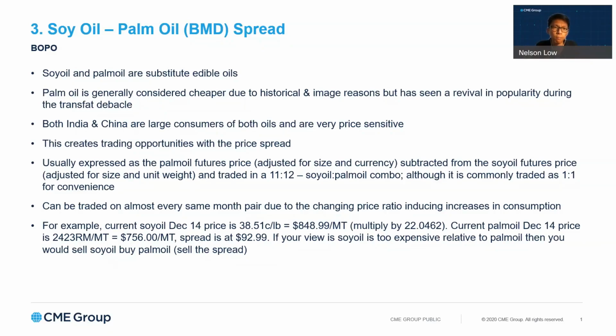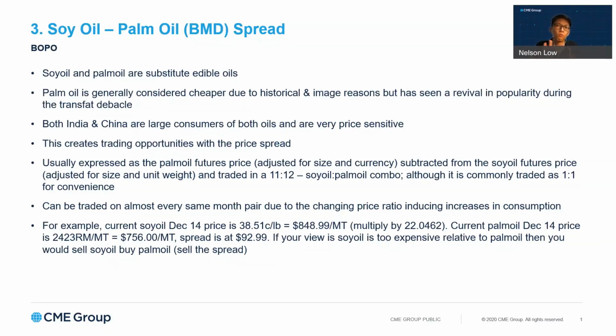It's pretty straightforward. What you do is you look at the palm oil futures price, and then you subtract, and then vice versa. You have to adjust, as I mentioned, for both the size and the currency. And once you convert them both to US dollars per metric ton, you have the difference in prices. Now remember that soybean oil is 60,000 pounds, which is roughly 27 metric tons.